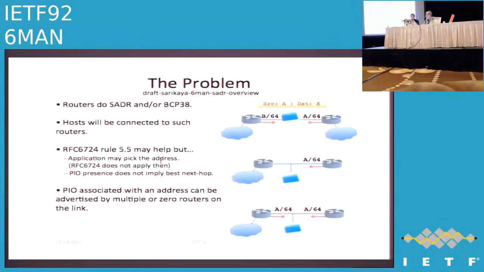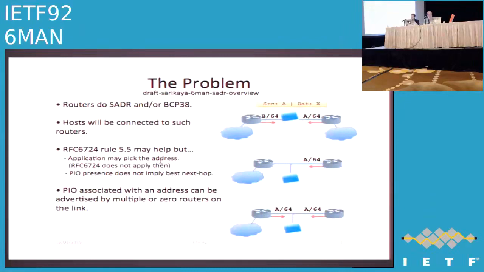So at the last IETF, there were comments that maybe rule 5.5 from default source address selection may handle this problem. The issue is that this rule relies on the fact that at the point you decide the source address, you already know your next hop. The problem is that if you use SADR, the next hop depends on the source address. So it's a looping problem. It doesn't really solve the issue. In the first example, you have a host that is connected to two different routers on two different interfaces, and the application, not the default address selection, just the application is going to pick the source address. And at that point, you can't really apply the default source address selection mechanism.